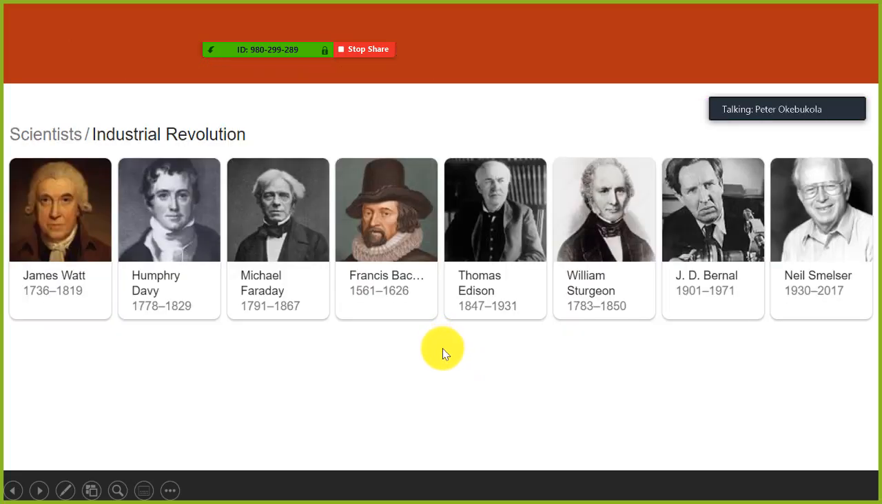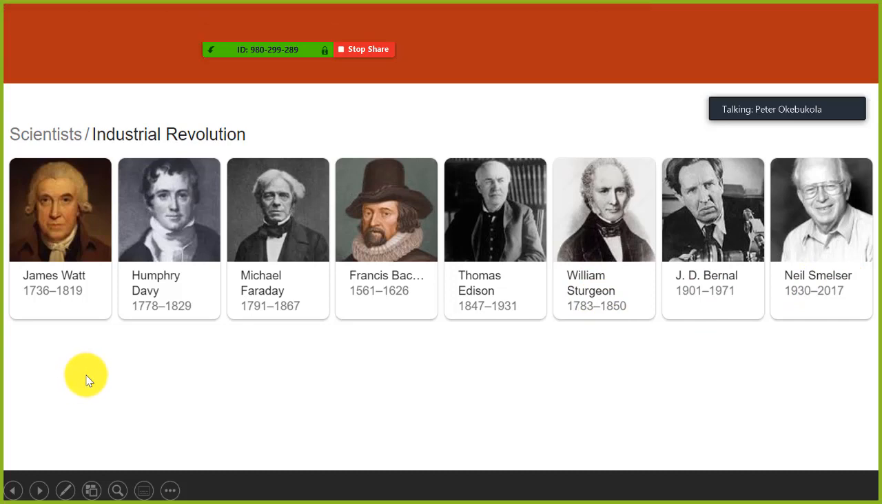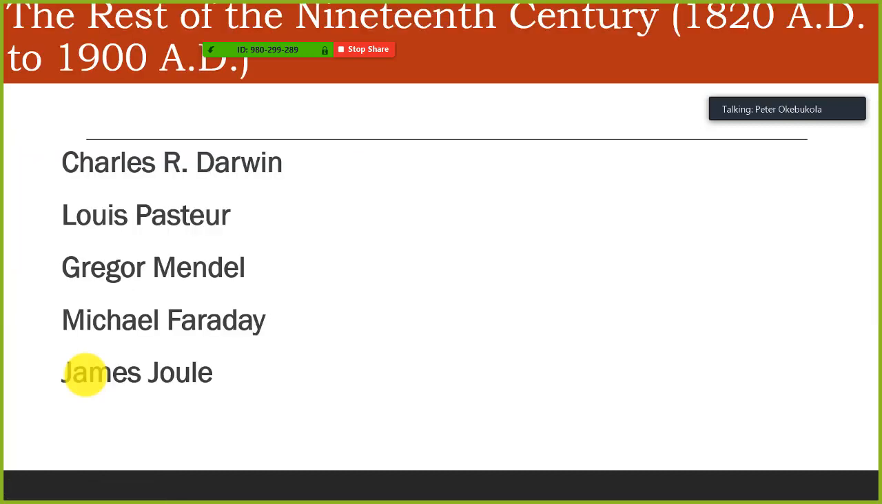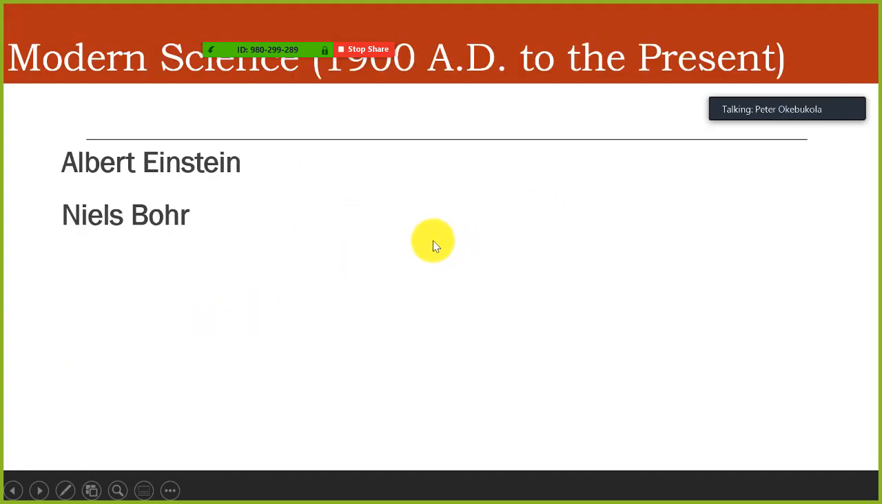So these are the scientists that featured. Some of the scientists, there were quite a number of them. James Watt, Humphry Davy, Michael Faraday, Francis Bacon, Thomas Edison, Sturgeon, Bernard, and all of this. So there were very many of them that featured during the Industrial Revolution, adding things, inventing things, and all of that. So in the rest of the 19th century, that's last century, you had people like Darwin, Louis Pasteur, Gregor Mendel, Michael Faraday. Then modern science from 1900 to the present, you had Albert Einstein, Niels Bohr. Look, if I'm to list all of them, you get several pages thick.